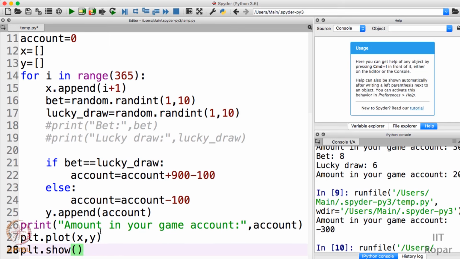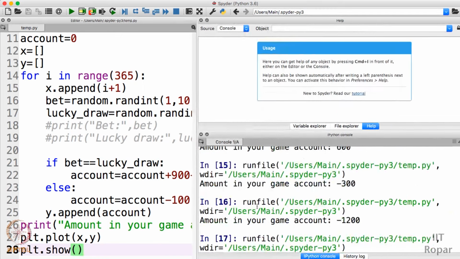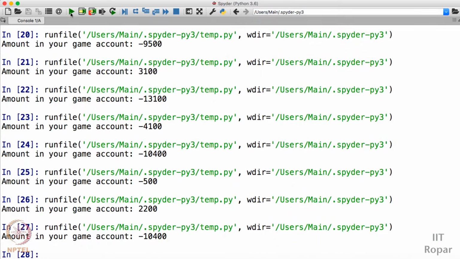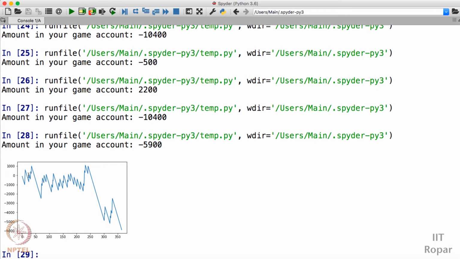Let us observe visually what happens with each day. Let us save the program, and now let me maximize the current pane, and now let me run the file. See, sometimes you have an increase in your account, but there is a huge fall. If you could see, this is really a very huge fall. So as you keep playing, you encounter more loss. If you analyze, the fall is very huge. That is why they say lottery doesn't work.